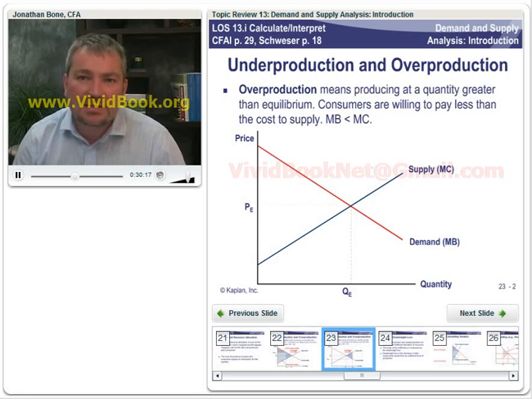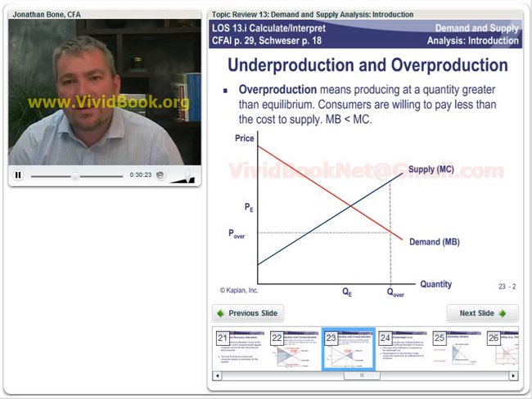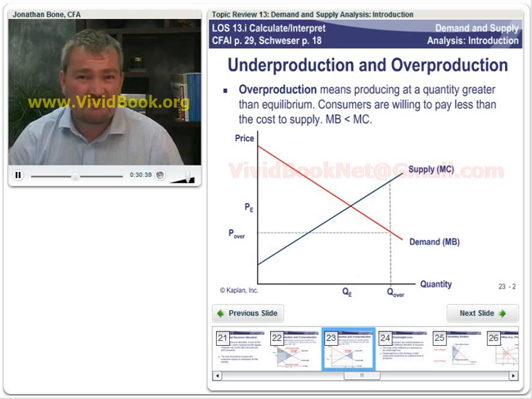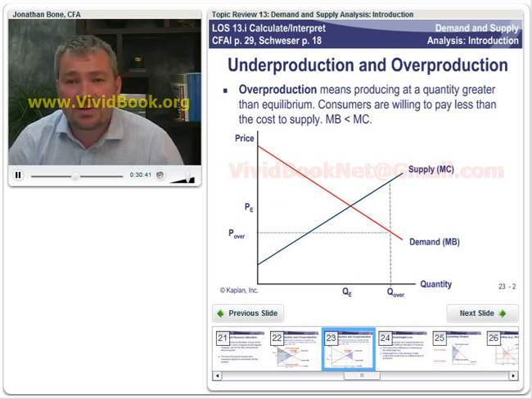So again, we're going to start off in equilibrium, but now for whatever purpose, the quantity in the marketplace is greater than the equilibrium quantity. Now you'll notice here that demand is less than supply. In other words, the marginal benefit is less than the marginal cost. Now what we're seeing here is the original supply curve. We're not seeing the supply curve after the subsidy or whatever is causing this.